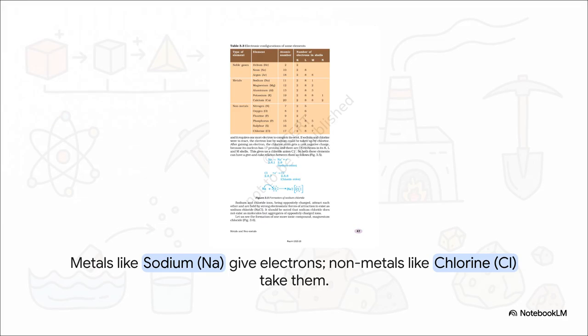Okay, take a look at this table with me. It shows exactly what we're talking about. See sodium over there, a classic metal? It's got just one lonely electron in its outermost shell. Now, it's way, way easier to just give that one electron away than it is to try and find 7 more to fill the shell.